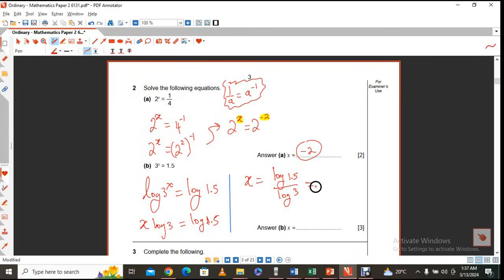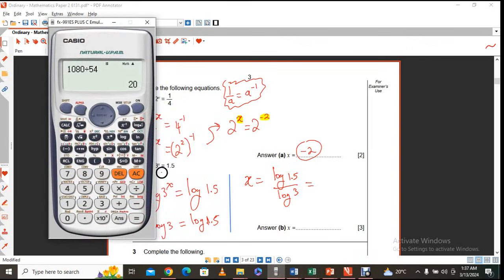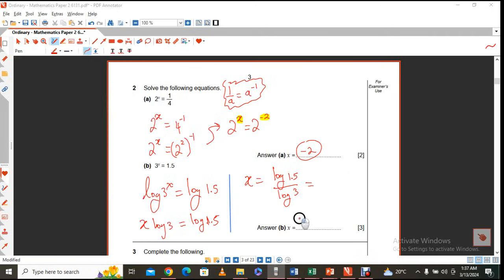Grab your calculator, because this answer, as I said, might not be exact. You have log 1.5, then you simply divide that by log 3. You get a very long number here, which is not exact: 0.369. Of course, you can write the full calculator display and then do your rounding afterwards.